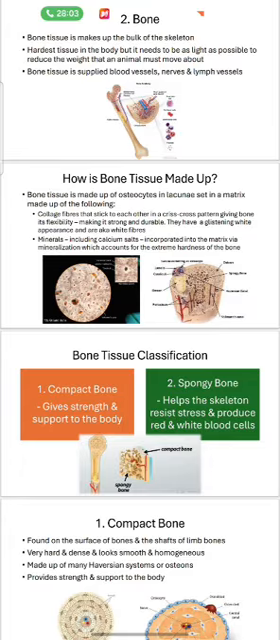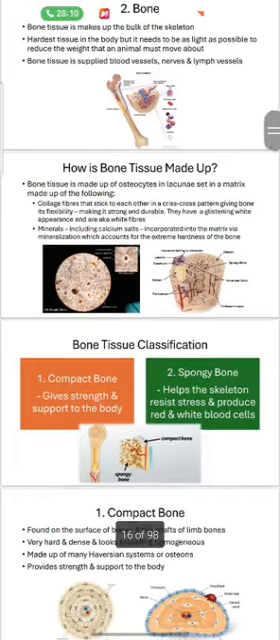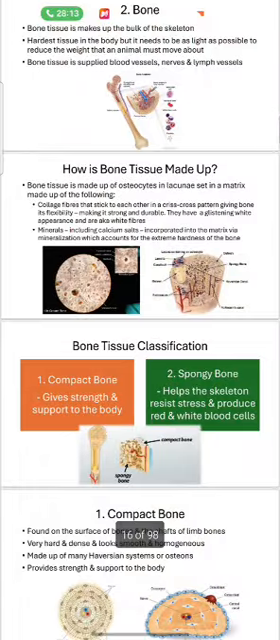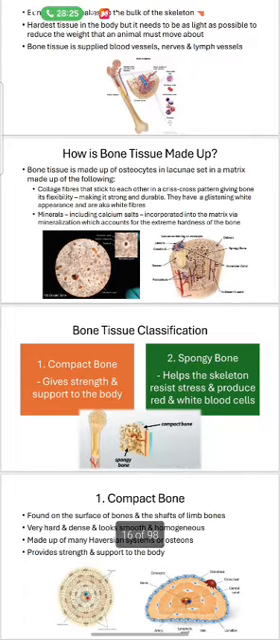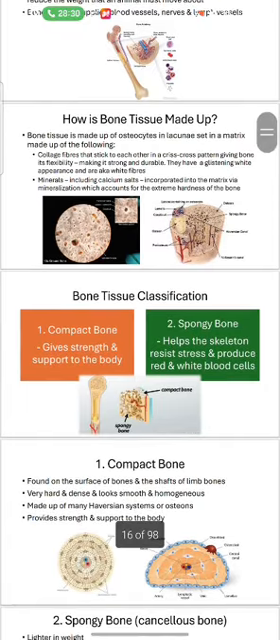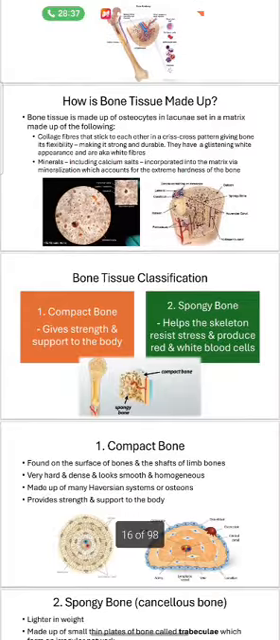And then, how is bone tissue made up? Bone tissue is made up of osteocytes in lacunae set in a matrix made of the following: collagen fibers that stick to each other in a crisscross pattern, giving bone its flexibility, making it strong and durable. They have a glistening white appearance and are also known as white fibers. Minerals, including calcium salts, incorporated in the matrix via mineralization, which accounts for the extreme hardness of the bone.